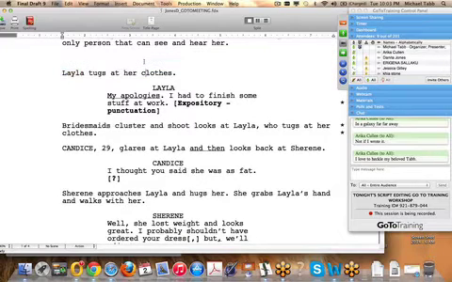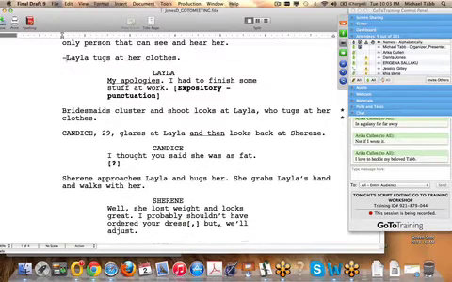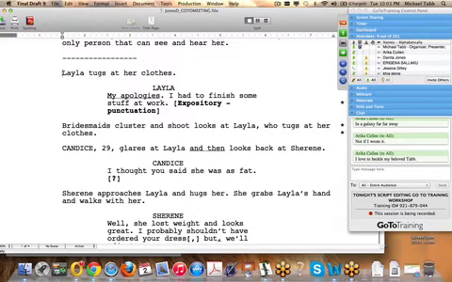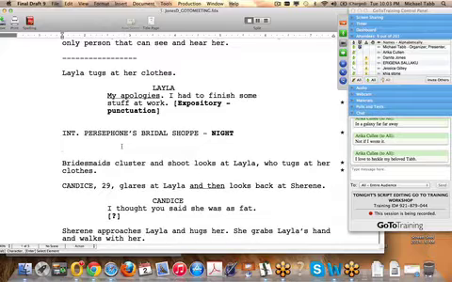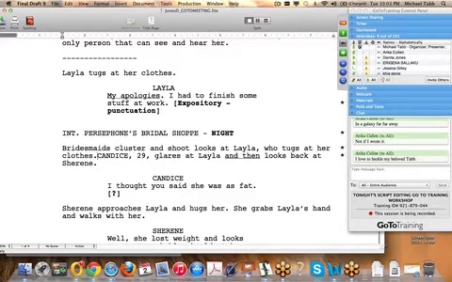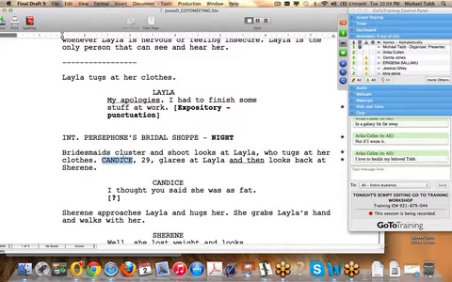I always mark for myself. Okay, so I'm putting this before, and I'm putting this here because this is really where we're starting. Now, I'm assuming that you introduced Candace with the bridesmaids before, right? This is the first time we meet the individual bridesmaids? Yes. Okay. This cluster and shoot looks at Layla, who tugs at her clothes. Shoot.